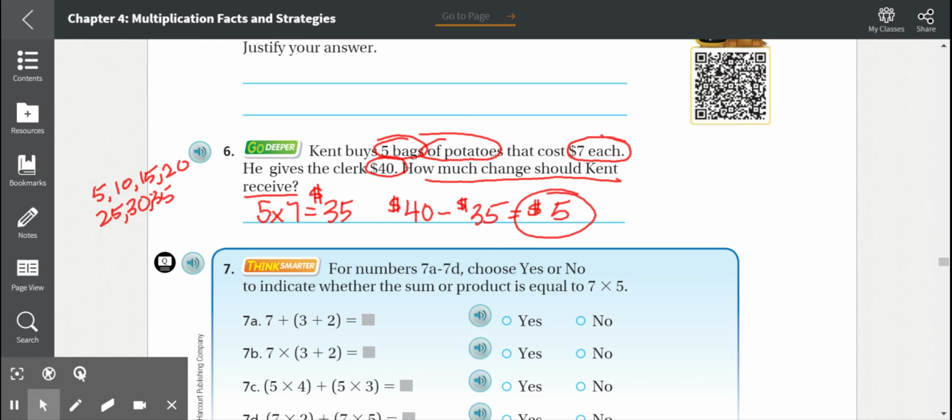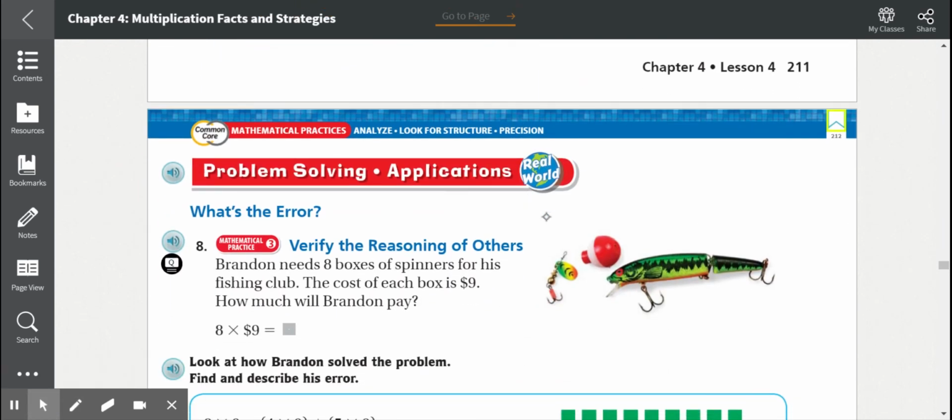Okay, good job, third grade. Now you need to work on your homework.